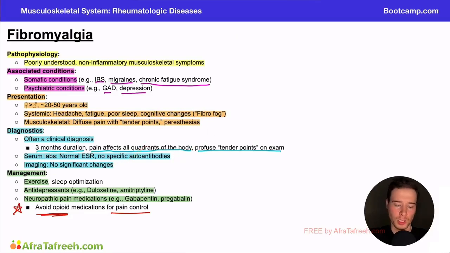Management is going to include conservative measures such as physical activity or exercise. However, there are some pharmacologic interventions, including antidepressants and neuropathic pain medications that can be used for these patients. Again, super high yield. Avoid opioids in these patients. We don't want to start them on chronic pain medications for this condition.